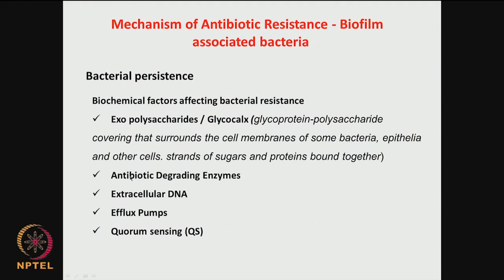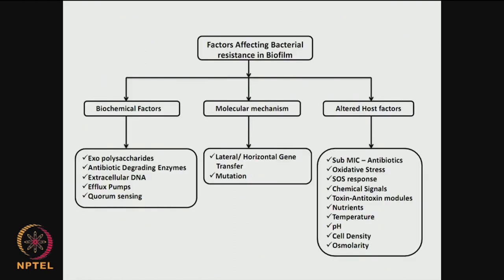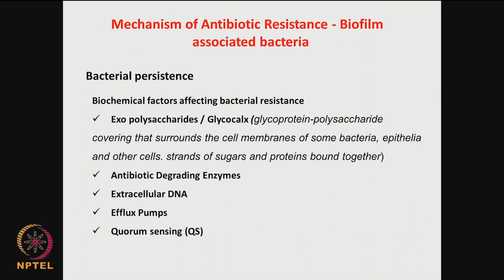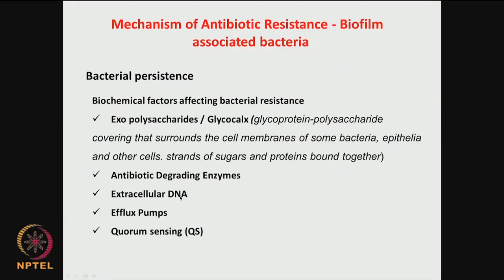There are enzymes produced by the bacteria called antibiotic degrading enzymes. As soon as the antibiotic is released into the system, these enzymes come and degrade it, so the antibiotics are no more effective. There is extracellular DNA, which also leads to antibiotic resistance. There are also efflux pumps. Many bacteria possess this protein called an efflux pump, which pumps out whatever foreign material enters the bacteria. It could be an antimicrobial agent, an antibiotic, a dye, or a toxic chemical. These efflux pumps throw them out, thereby preventing the killing of the bacteria.